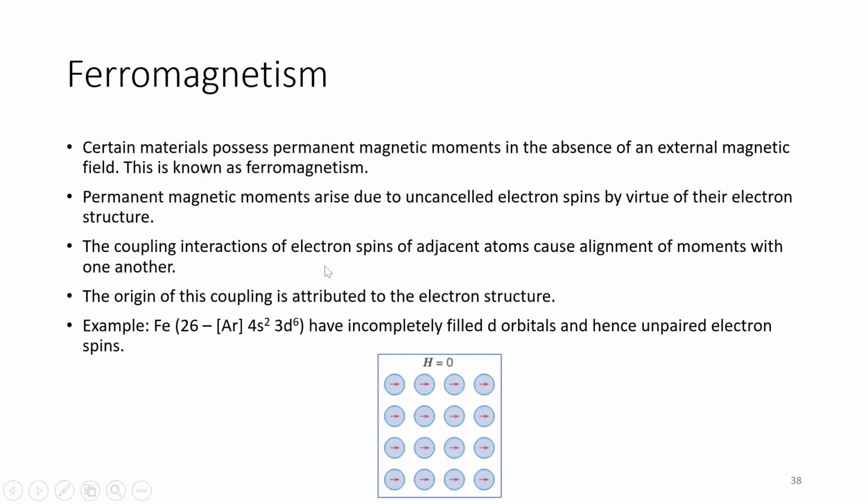So the coupling interaction of electron spins of adjacent atoms causes alignment of moments with one another. The origin of this coupling is attributed to the electron structure. For example, in case of iron, there are 26 electrons, and after argon filling the electron structure, the other electrons go into 4s and 3d. The 3d has 6 electrons, so 4 are unpaired. They have incompletely filled d orbitals, hence unpaired electron spins.